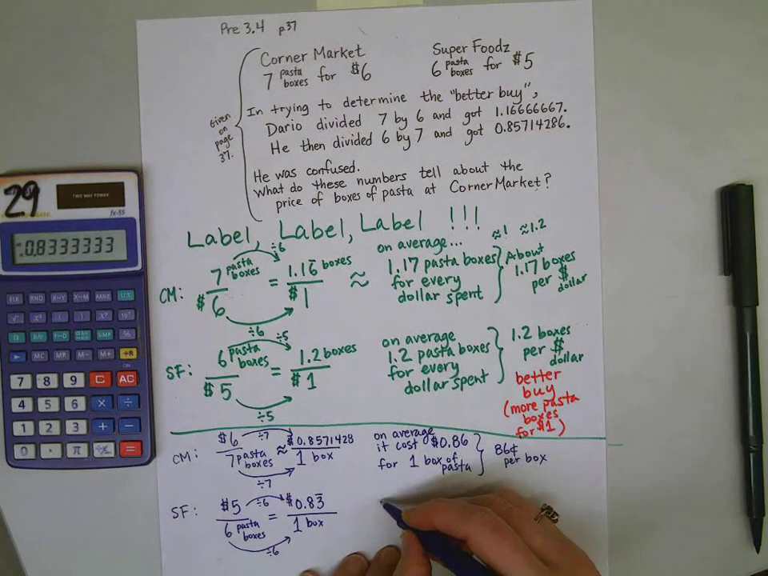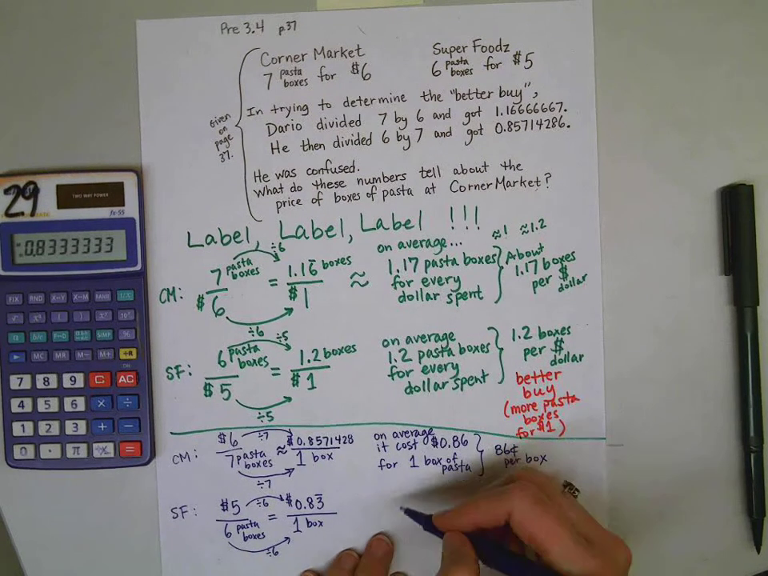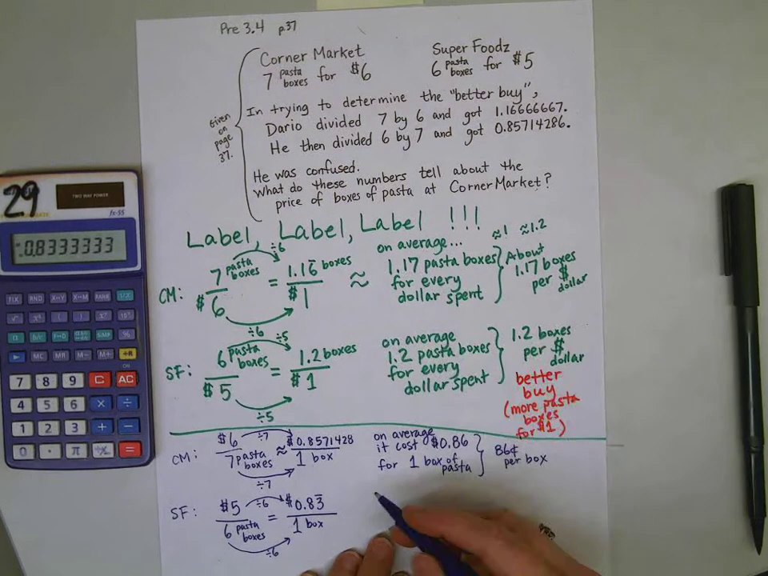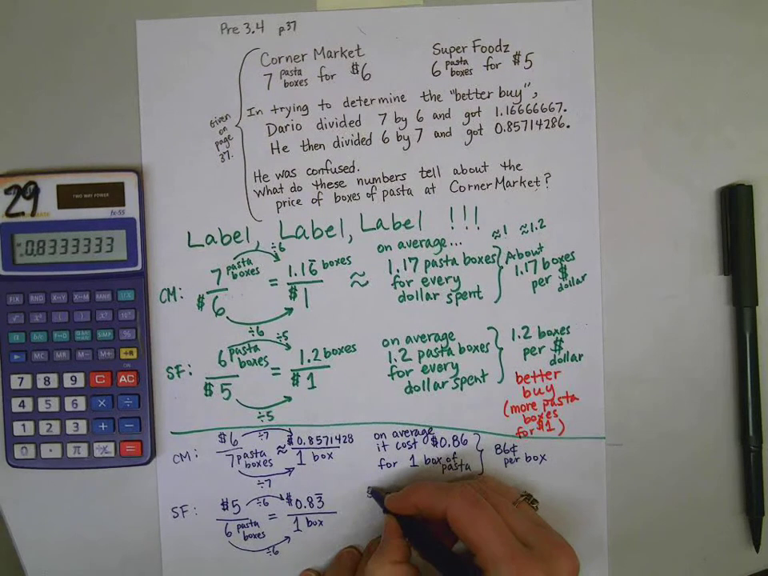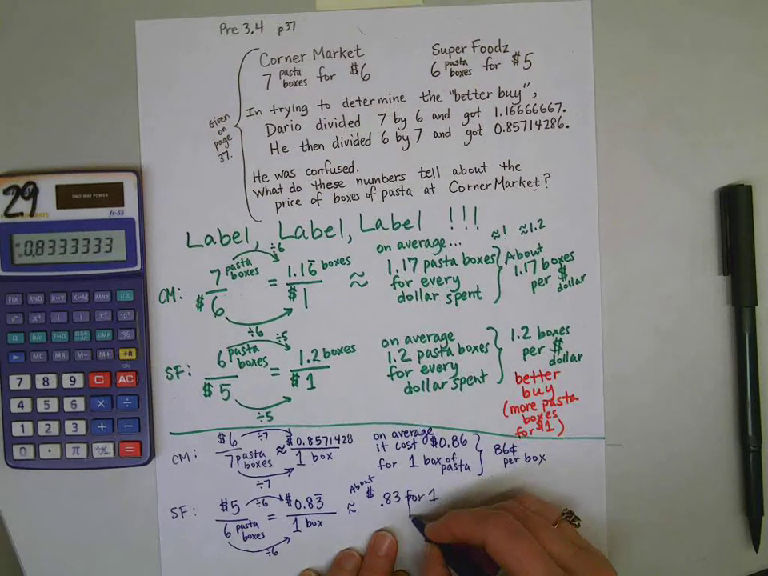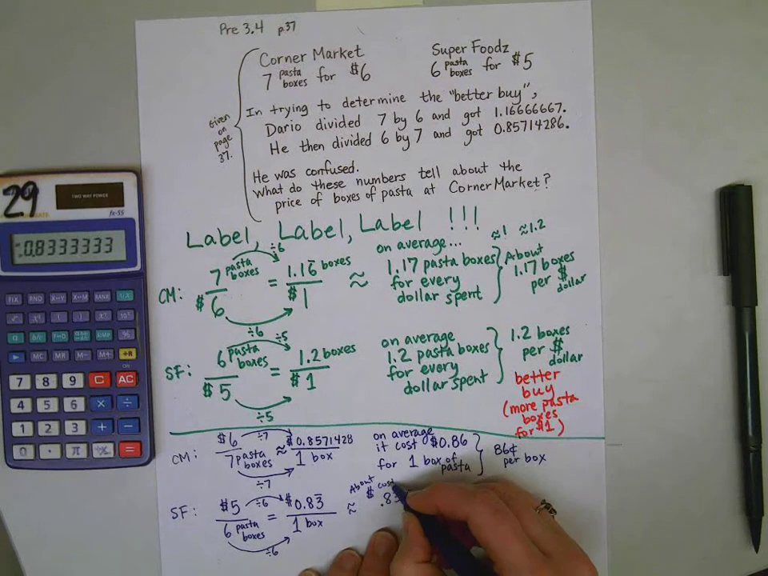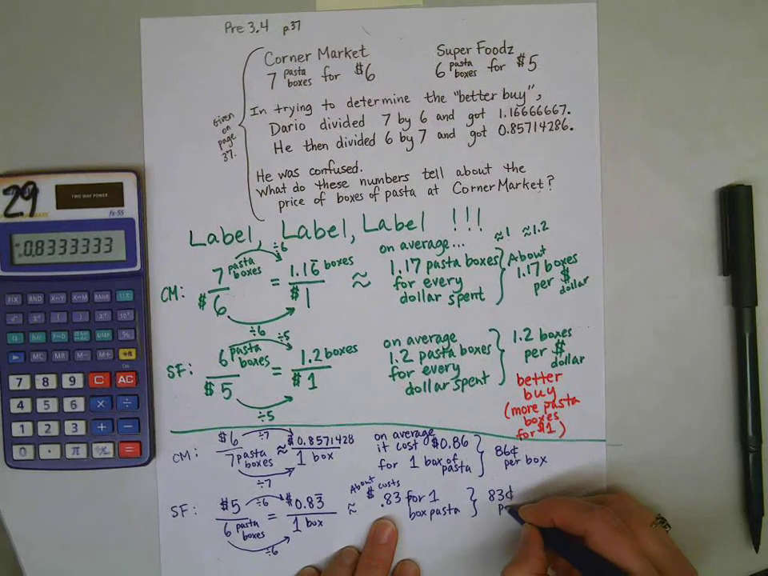So on average, and we don't really have to write that for this one. It makes more sense to say on average for the number of boxes because we can't have half a box or partial boxes. But here it would be 83 cents approximately for 1 box of pasta. And as a quick way of saying that, 83 cents per box.